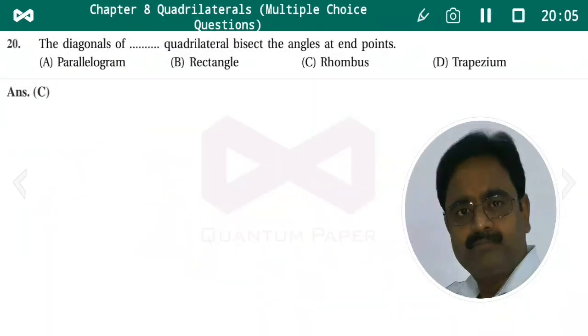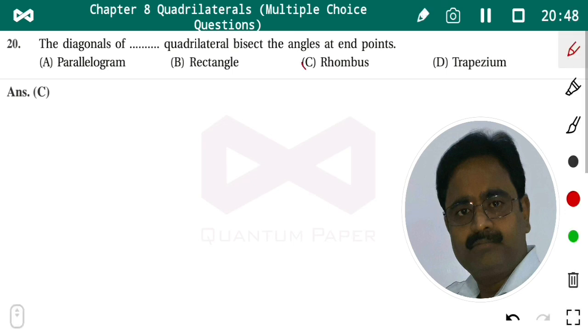Okay friends, just see: the diagonals of which quadrilateral bisect the angle at the end points? Wow, what is the question in this? किस क्वाड्रिलेटरल के डायगोनल्स एंड पॉइंट पे बाइसेक्ट करते हैं? Is it parallelogram? Is it rectangle? Parallelogram is not, rectangle is also not. Right, so rhombus is the correct answer because trapezium is also not right.